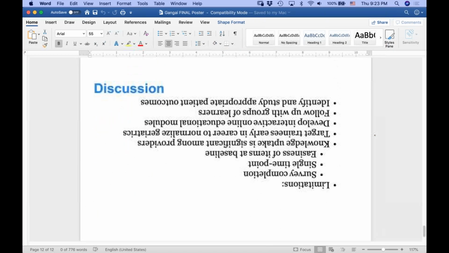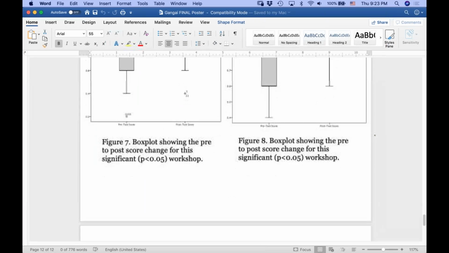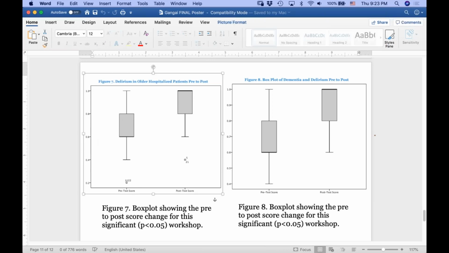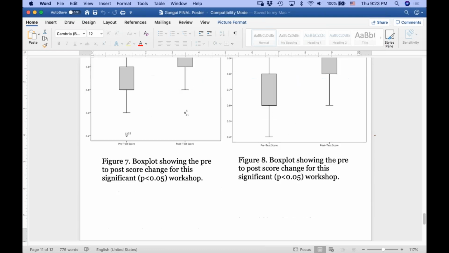And then at the end, this is the discussion. She printed it upside down. This is a discussion, box plots comparing delirium in older hospitalized patients, pre to post. And this is pre-test score, post-test score, and you can compare the delirium. And this is some sort of numerical variable for the delirium, pre and post-test score. It's like a numerical score. So she used these box plots to describe the distribution of the data. And you can see that the median for this group is higher than the median for this group, and similarly here, and so on and so forth.